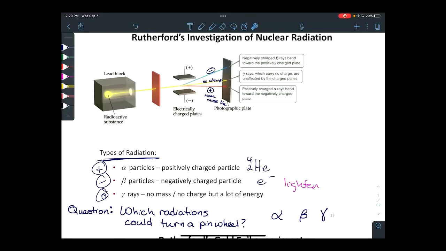So this question that I proposed at the end: which of the subatomic or radiation sources here will turn a pinwheel? Alpha and beta. Gamma will not. This is a question on your homework that students tend to get wrong. Again, it's because we already know what a gamma ray is. We know it has no mass, no charge. It's just pure energy.